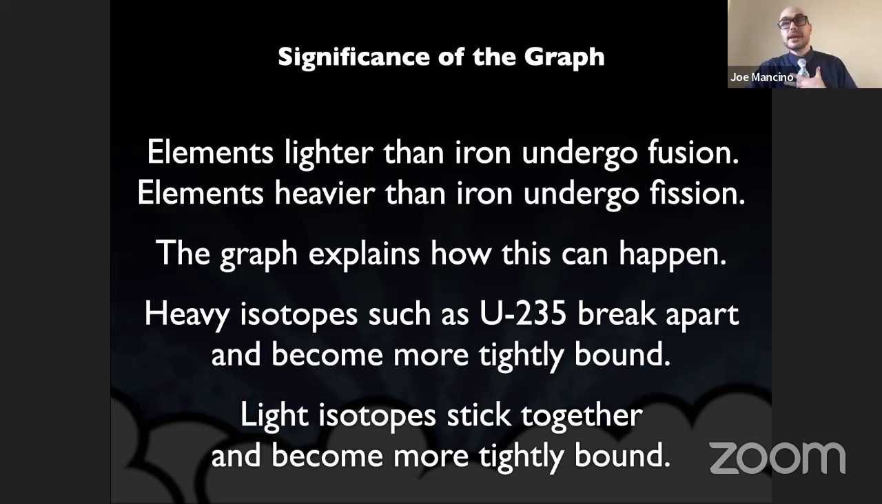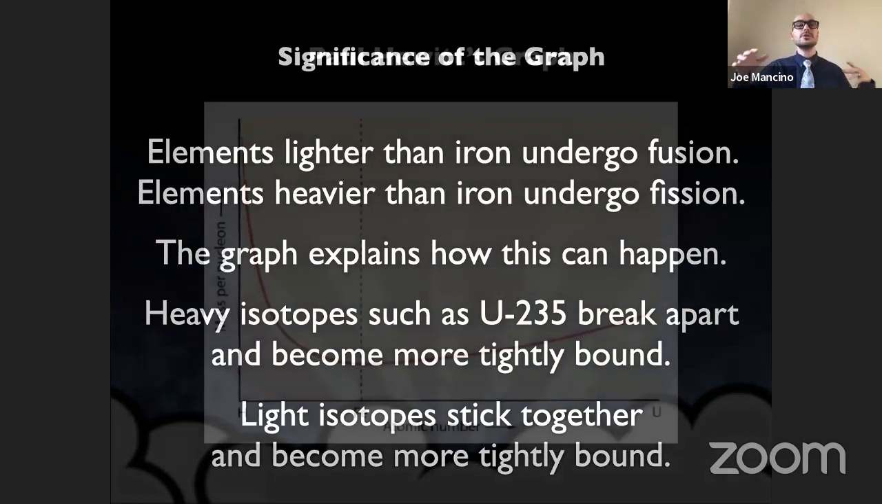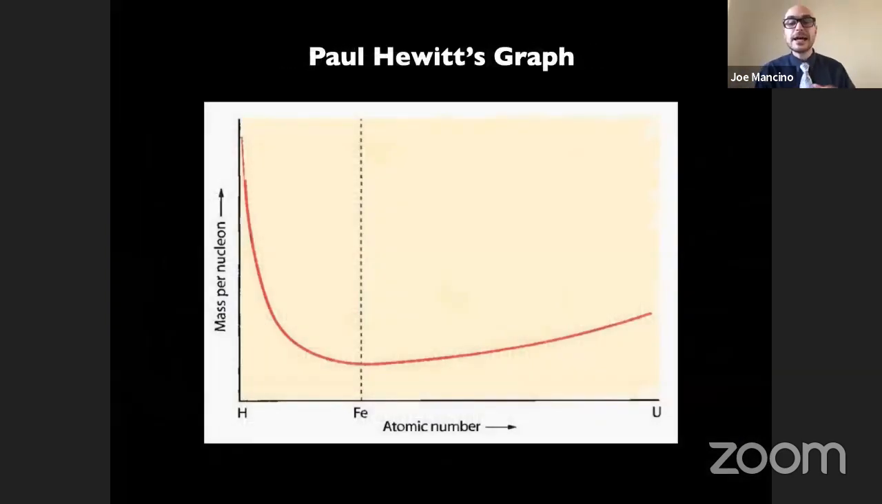My favorite textbook author, one of my favorite physics teachers in the world, Paul Hewitt, draws the graph like this, not as binding energy per nucleon, but as mass per nucleon. We can see that iron has the lowest mass per nucleon. So just like a stretched spring will spontaneously pull itself together, if nuclei can, they will spontaneously emit particles and rays to lower the mass per nucleon.